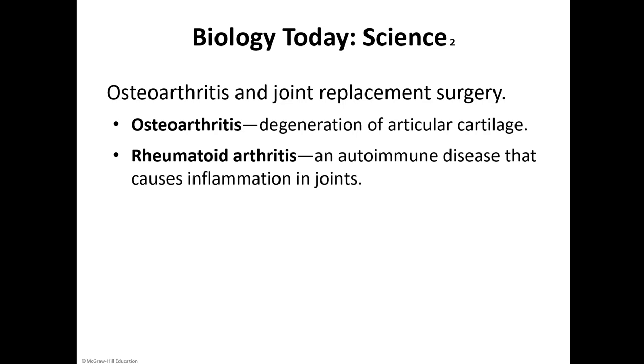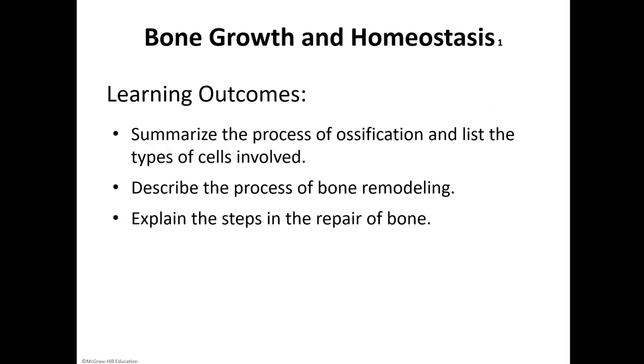Rheumatoid arthritis is an autoimmune disorder that causes inflammation, swelling, and pain inside the joints. The next submodule is bone growth and homeostasis. Learning outcomes are: summarize the process of ossification and list the types of cells involved, describe the process of bone remodeling, and explain the steps in bone repair.